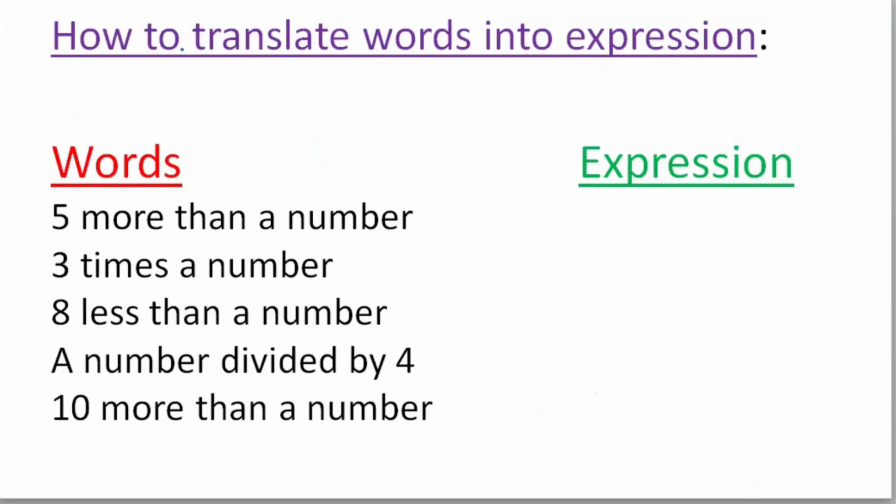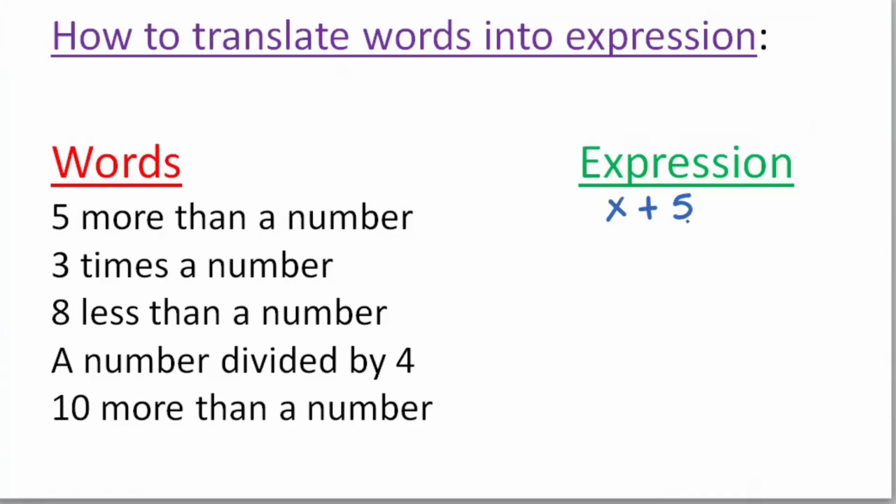Now we will see how to translate words into expression. These are the words and here's how we can translate into expression. This is very important for understanding. If you understand this one, you will understand the variable expression. So the words say 5 more than a number. A number, we don't know the exact number it is. It means we have to represent it with any letter. Let's say the letter is X. Okay, 5 more than a number means X plus 5.